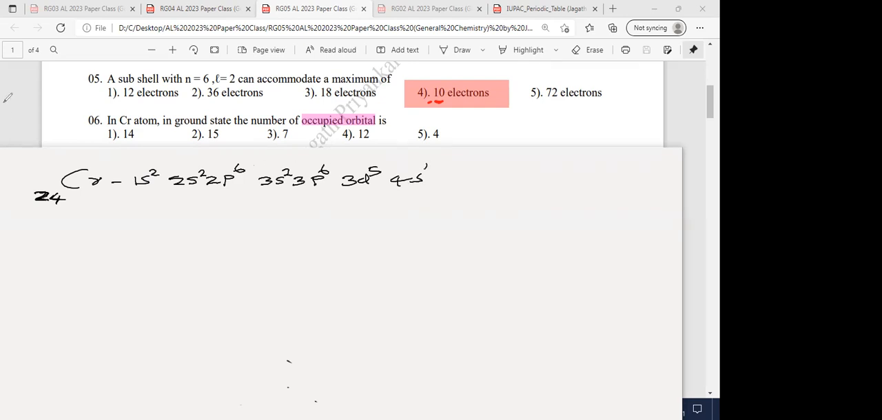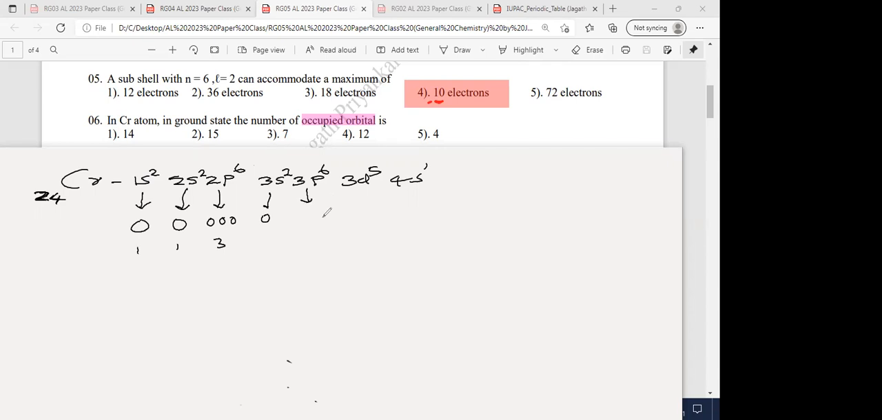Now, number of occupied orbitals. Okay, there is only one orbital in an s orbital. This is also an s orbital, one orbital. P has three orbitals: 1, 2, 3. Three orbitals. Then this one, s1, is one orbital.